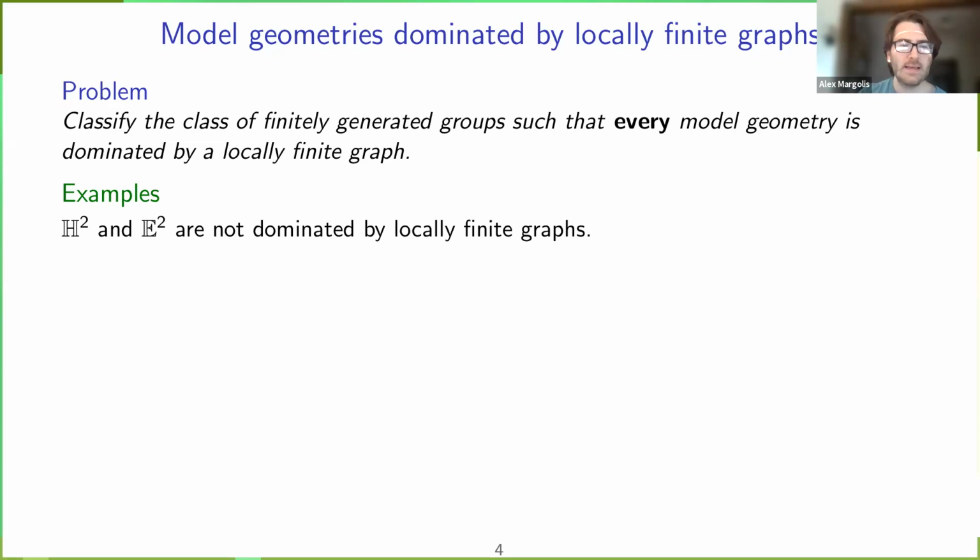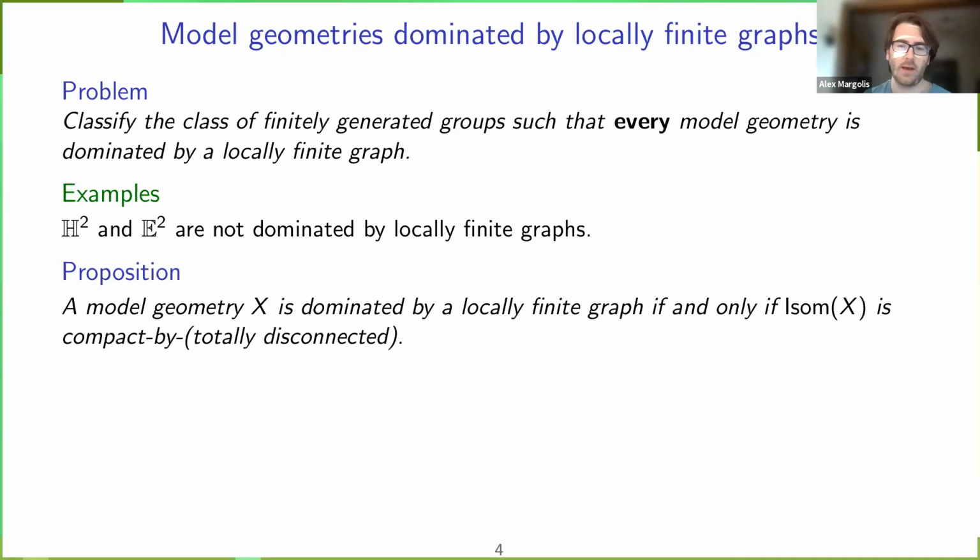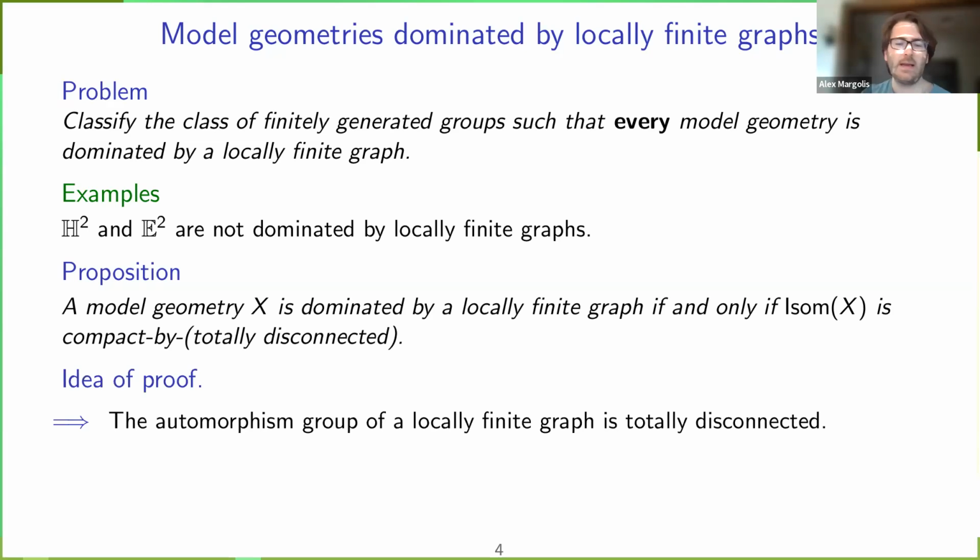And the way of seeing this is a quite powerful way to study these sorts of questions. You look at the topology of the isometry group, and this is a criterion that tells you the isometry group of some model geometry is dominated by a locally finite graph if and only if the isometry group is compact-by-totally-disconnected. And I will very briefly talk about some of the ideas in the proof of this.